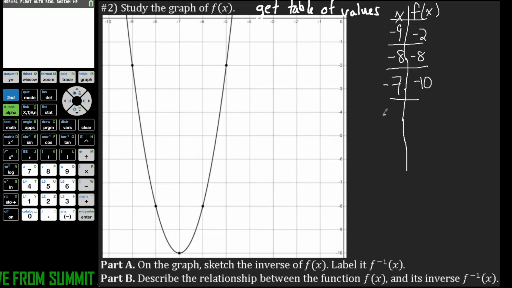Next ordered pair, -6 and -8. Next ordered pair, -5 and -2. Okay, took forever, but we got there. So now that we have our table of values, all I have to do is switch the x and y's around. So my new table, let me do it like this.